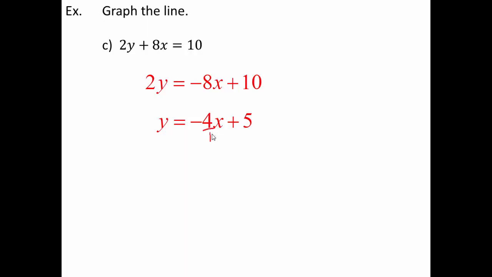So when I read my slope, I don't just think down 4, it's down 4, right 1. So I have my y-intercept at 5, which is right here, and my slope is down 4, right 1. Down 4, right 1, down 4, right 1. Connect the dots, I have my perfectly straight line.